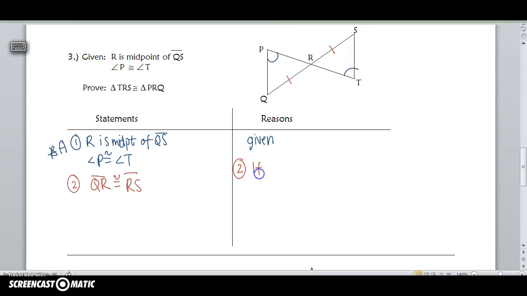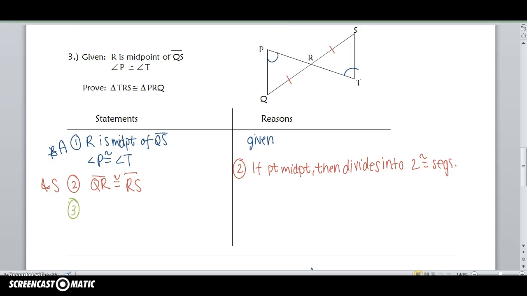So if a point is a midpoint, then it divides a segment into two congruent segments. So now we have a side. Let's take a gander. What other information can we pull from this diagram? Right? Let's see maybe some vertical angles, some reflexive segments. What else can we conclude?